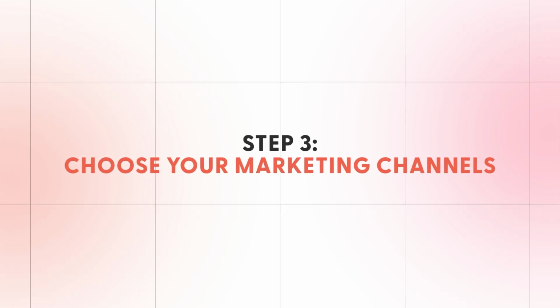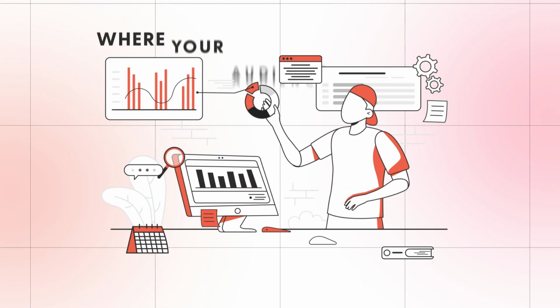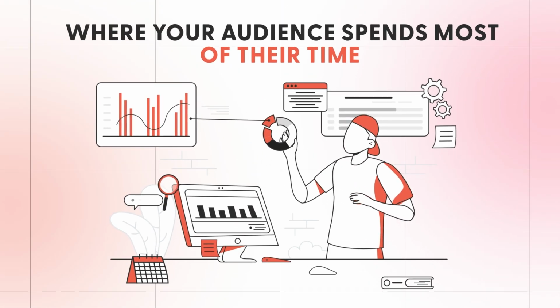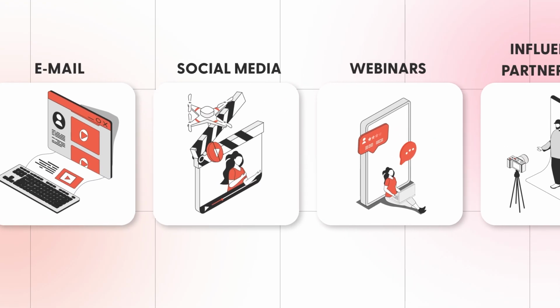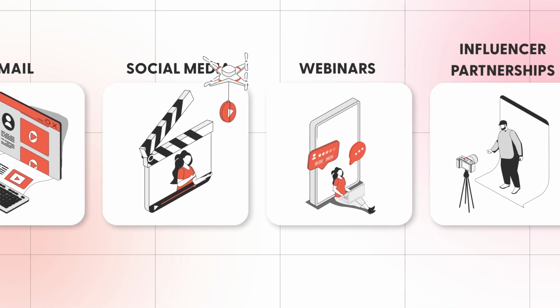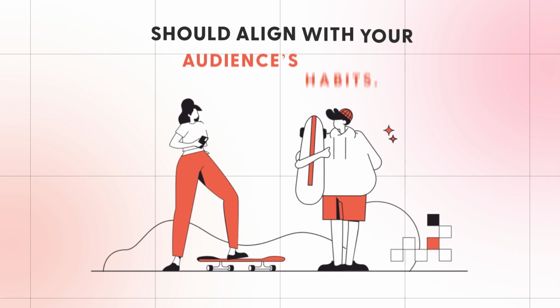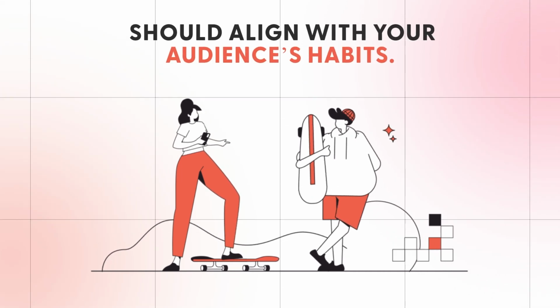Step 3. Choose your marketing channels. Focus on the platforms where your audience spends most of their time. Whether it's email, social media, webinars, or influencer partnerships, your choice of channels should align with your audience's habits.